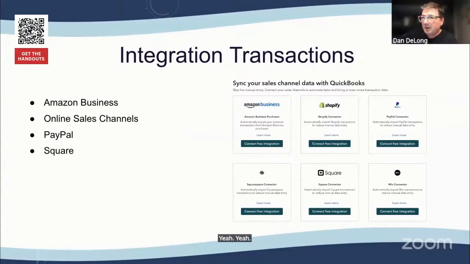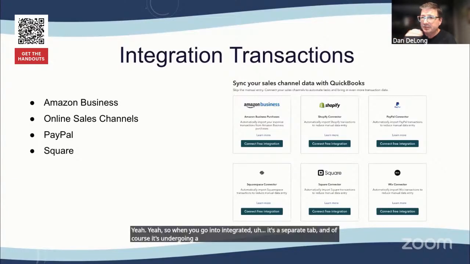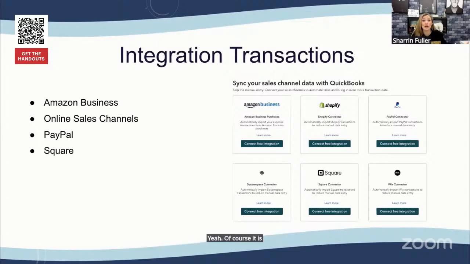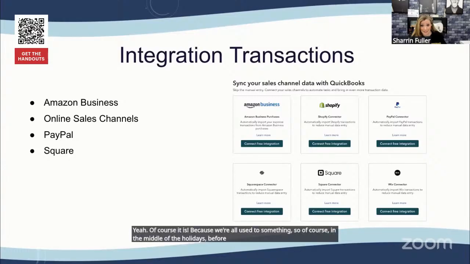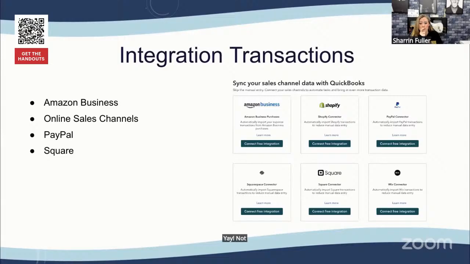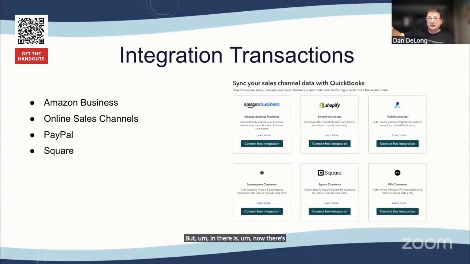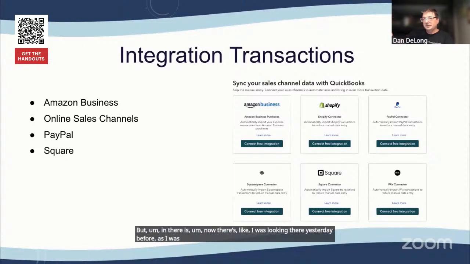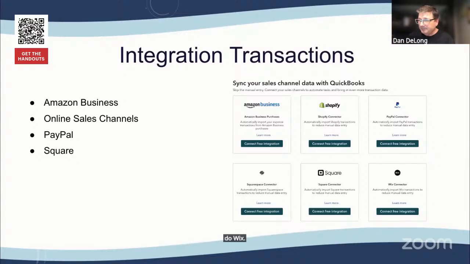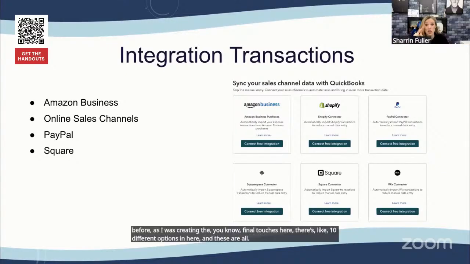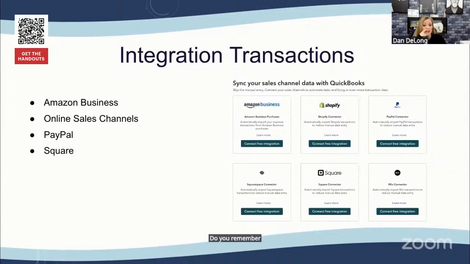When you go into integrations, it's a separate tab, and of course it's undergoing a naming change. Of course it is, because we're all used to something. So of course, in the middle of the holidays, before we go into busy season, let's rename things. Yay! But in there, as I was looking yesterday while creating the final touches, there are like 10 different options. There used to only be 2. Remember? It was like Stripe mostly, and Amazon.